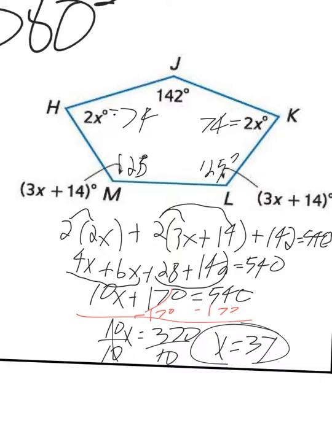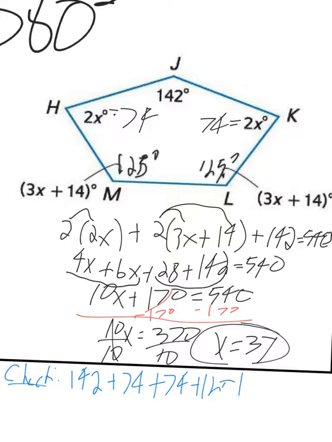And a good way to check your work is to just add all those back up. And so this is my check step. I'm going to add 142 plus 74 plus 74 plus 125 plus 125. And by doing that, I type it into my calculator, and I see that it does all equal 540 degrees. Yay.